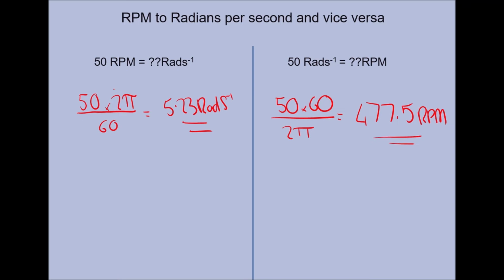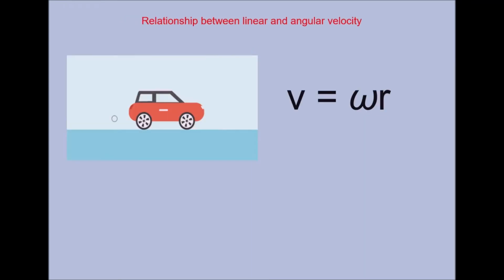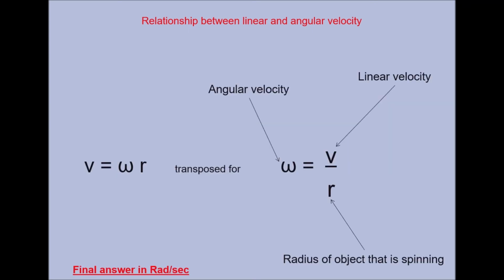Okay, so from revs per minute to radians, and then from radians to revs. Now, this is where the relationship between linear motion and angular motion starts to come into play. So we know this car is moving in a straight line, but to enable that to happen, that wheel has to have rotated. So here we've got linear motion, but here we've got angular motion. Okay, so this linear velocity is equal to the angular velocity of the object it's spinning multiplied by the radius of the object.